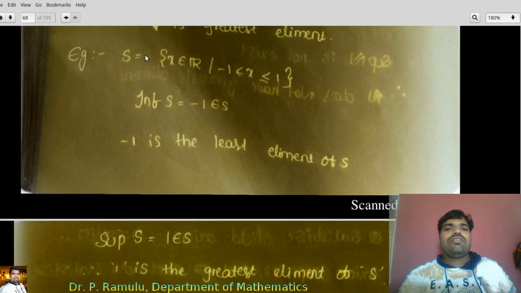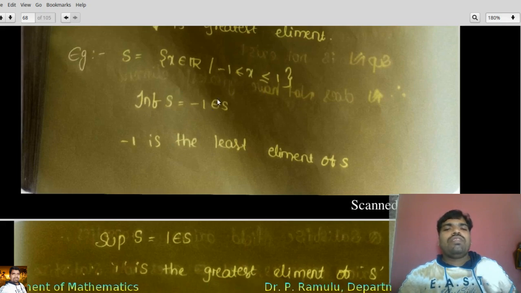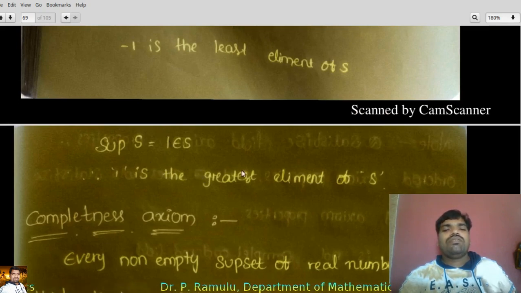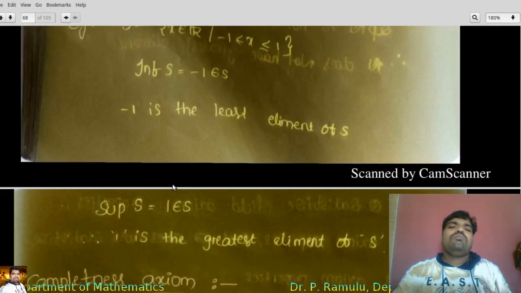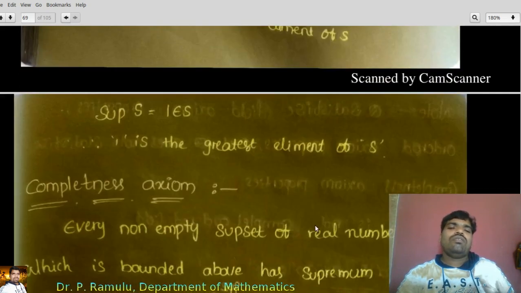If I take the set like this, -1 less than or equal to x less than or equal to 1/2, what is the infimum of S? It is minus 1, and minus 1 belongs to S. Therefore, minus 1 is the least element. Sup S equals 1, and 1 is a member of S, so 1 is the greatest element of S.